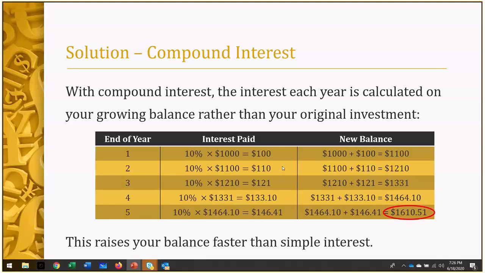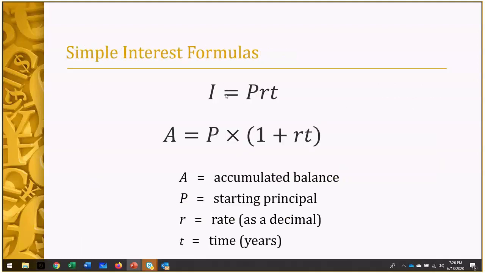And again, instead of having to go through a table and look at all that, you just plug it all in. So I for interest, P is the principal amount. It's here or here. Your R is the rate, but you have to change it to decimal form in both of these formulas. And then the T is the time, and that has to be in years. So even though it's rare, if it said something like it was a 48-month loan, 48 months is 4 years, you would need to change it to 4 and plug that 4 into the formula.